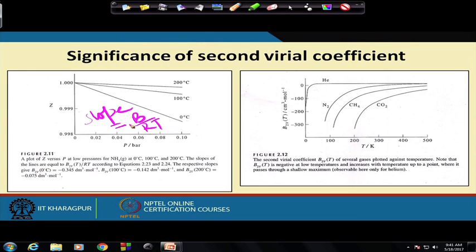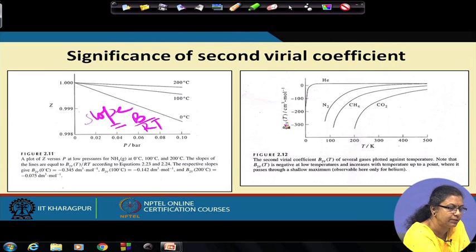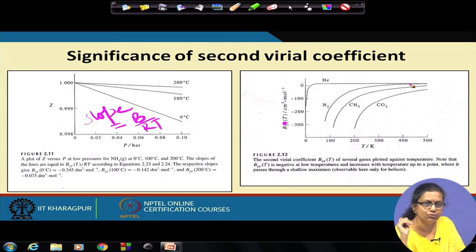Remember one thing, all these B's and the C's etc., all of them are functions of temperature and they are independent of the pressure or the density of the particular gas. Again we find that if we plot this particular B with temperature, we find that for very low temperatures the B is negative for all the gases, and then at one particular temperature we find that the B becomes equal to 0.